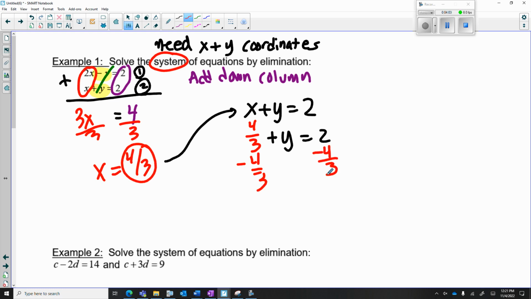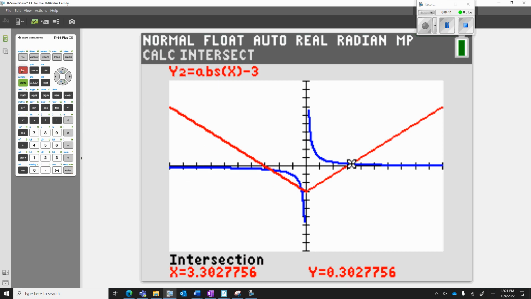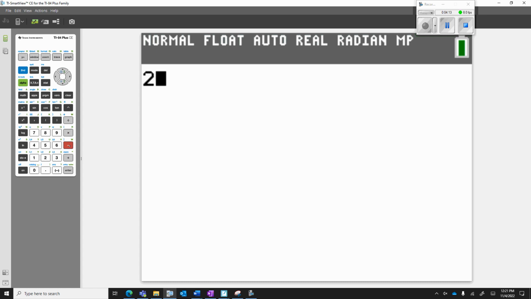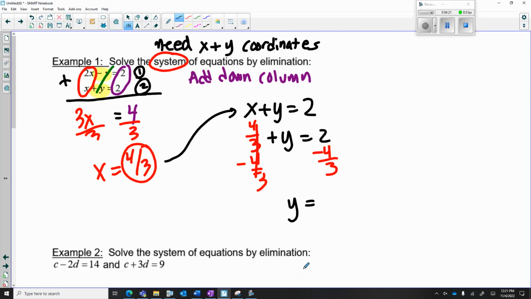Subtract 4/3, and we get y equals 2 minus 4/3. So let's say you're not good at fractions. Remember, you can use your calculator. 2 minus 4/3, and you're going to get 2/3. Okay, so remember, sometimes it's helpful to use your calculator.